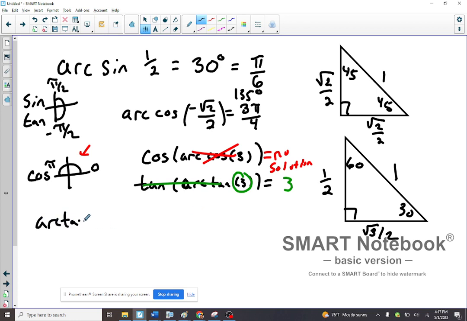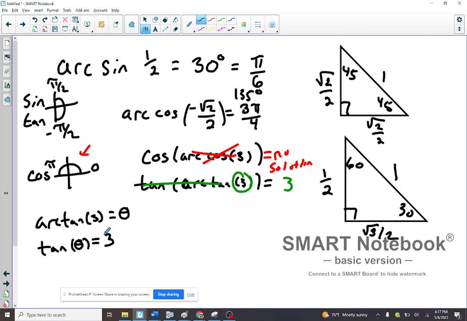Arctan, or tan negative 1 of 3. That's the same thing as saying tan of what theta equals 3. So this is some mystery theta, which I can't figure out because it's not one of my perfect right triangles without a calculator. No, we don't know what it is. I don't know what it is, you don't know what it is.